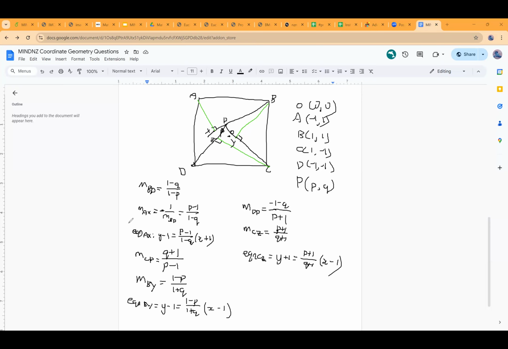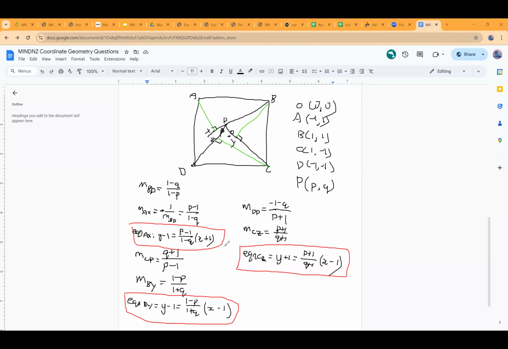Our three equations are this one, and this one. And you could get a fourth equation as well. It's not necessary, but you could do the same thing where you calculate AP, then the gradient of DW or whatever, and then you get the fourth line that we're trying to show is concurrent. But it suffices to just show these three are concurrent, right?